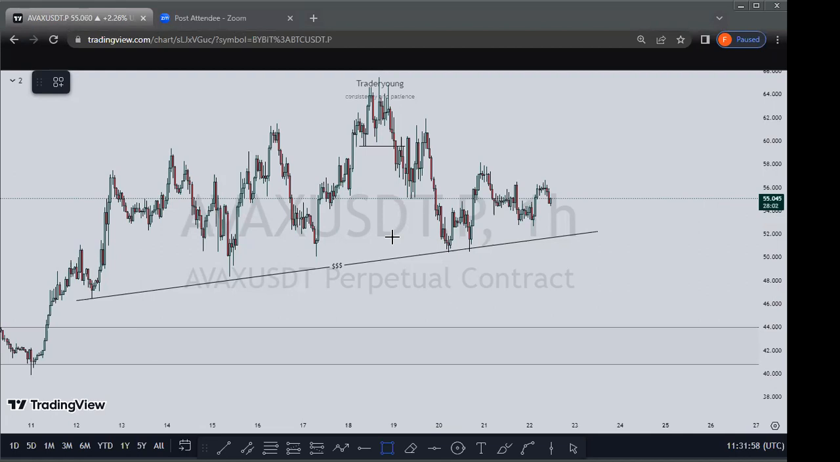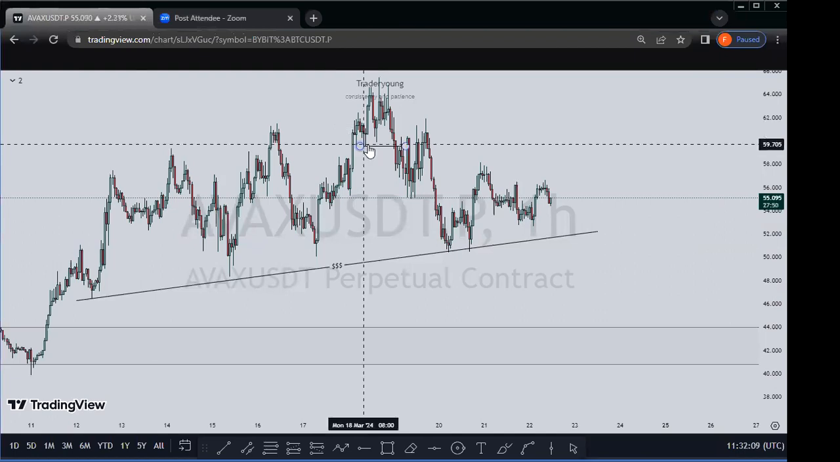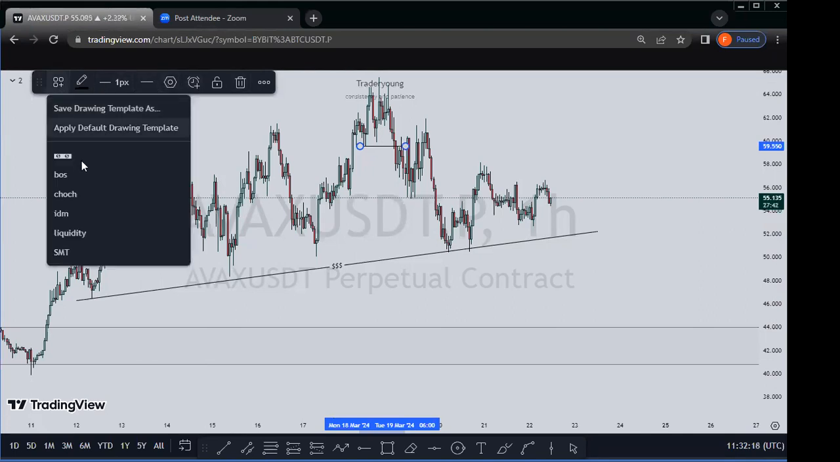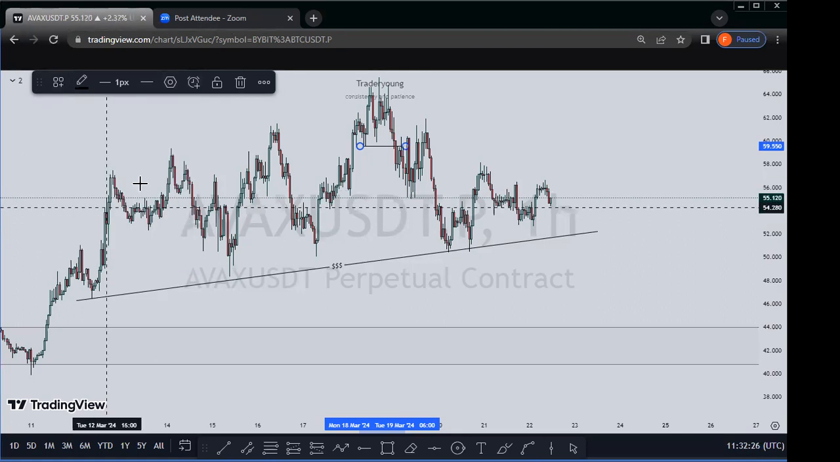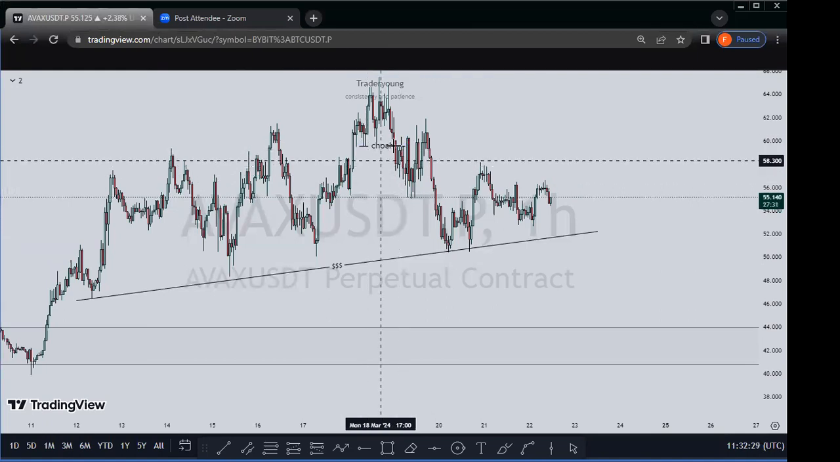So let's continue. Like I said, we have this change of character happened here. This is on the 1 hour time frame. Mostly I like my trades to take me more time. I prefer a trade that will take me maybe 1 or 2 hours and above, just so that I will not be too glued to my system. So we have a change of character at this region.